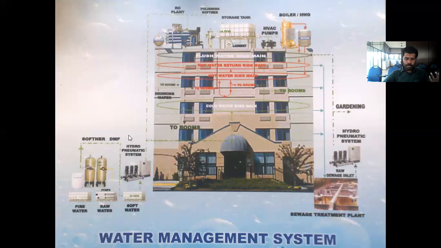Then we have purification systems like the RO plant. We'll be using different softeners, and dual media filters we might be using. RO plant, dual media filter plant, softeners we'll be using. These are the different ways we'll be dealing with the water management system.